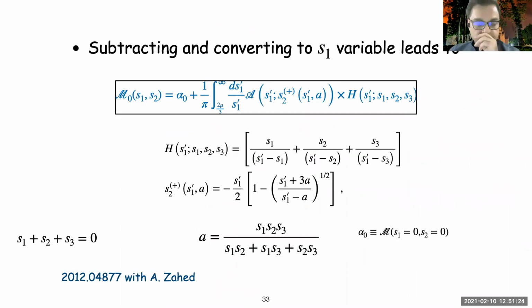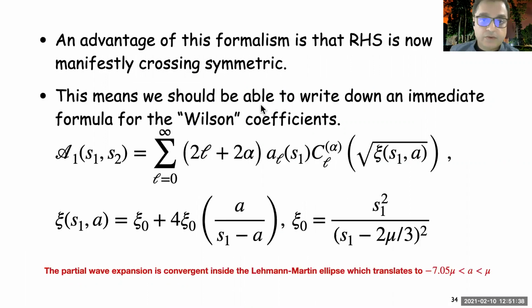Okay, so once you have this nice formula, what can you do with it? One thing is that now you have a crossing symmetric representation of a crossing symmetric amplitude, so both sides are crossing symmetric. This means that we should be able to write down an immediate formula for the Wilson coefficients. So let's consider quantum field theory and write down the absorptive part in the usual partial wave expansion. This is the Gegenbauer polynomial, except that instead of cos theta, you have this complicated function, which is inherited from the S2 plus dependence in the original formula.